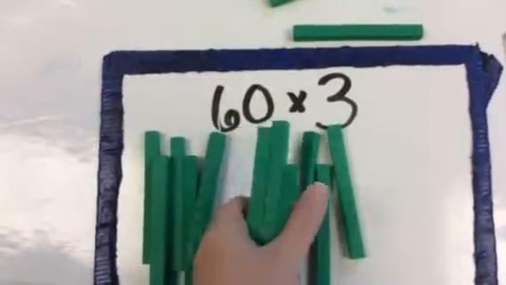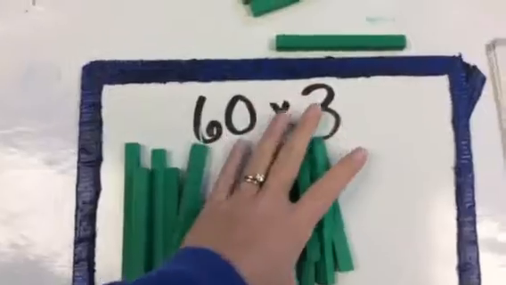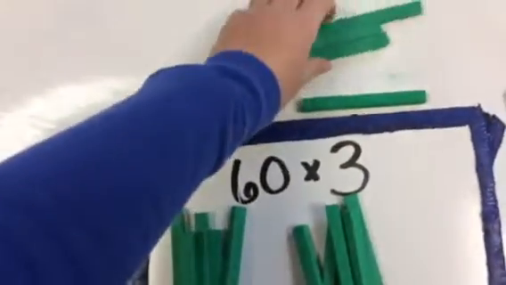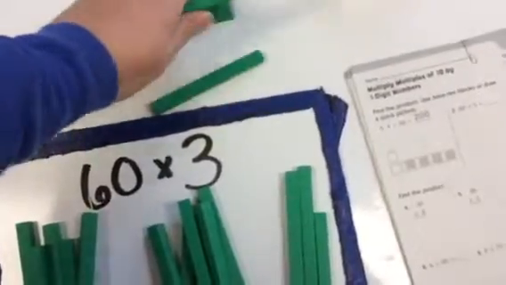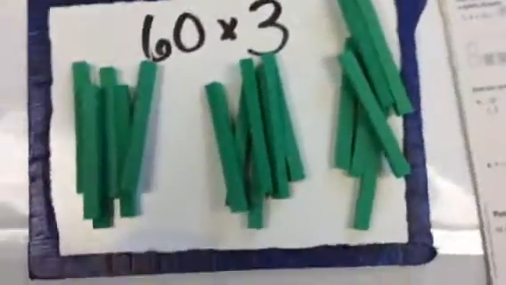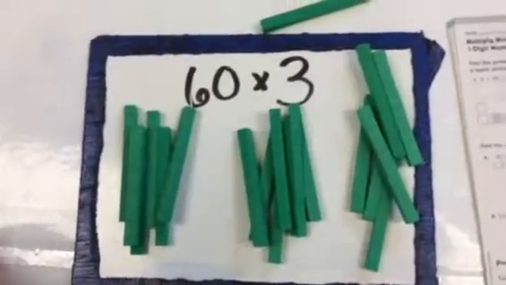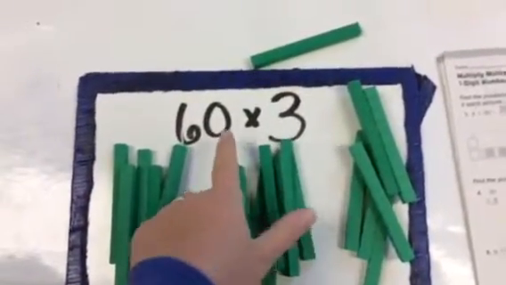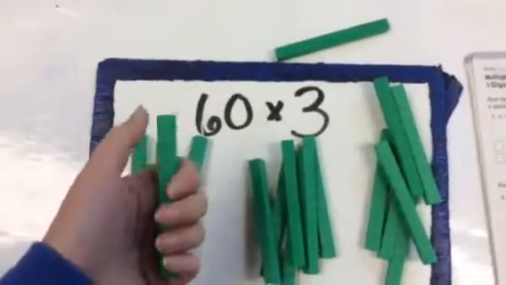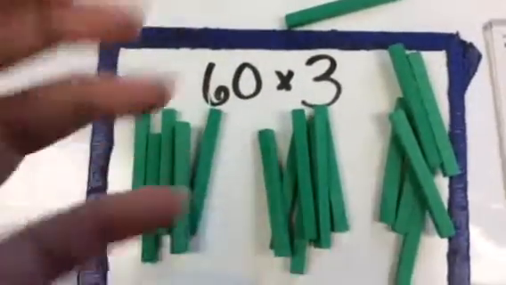10, 20, 30, 40, 50, 60. There's 2 groups of 60. I need 3 groups of 60. 1, 2, 3, 4, 5, 6. Okay, there's 3 groups of 60. Okay, so I just represented 60 times 3. I did 3 groups with 60 in each, because you all know that this is worth 10. You all use these often.